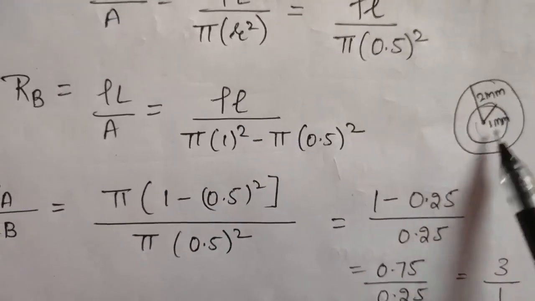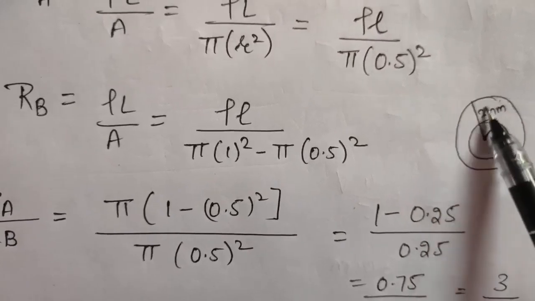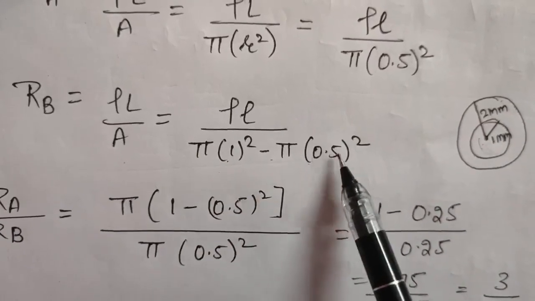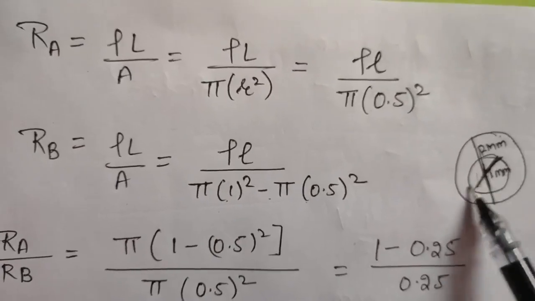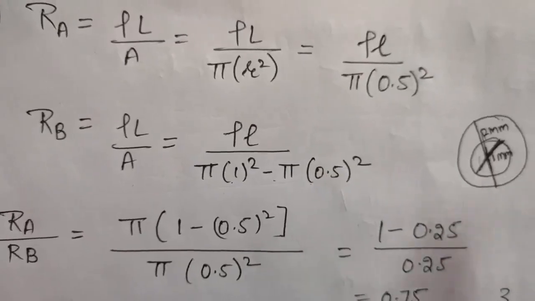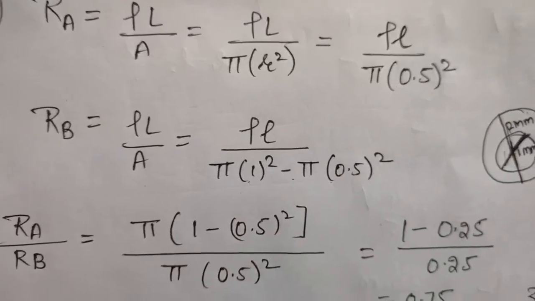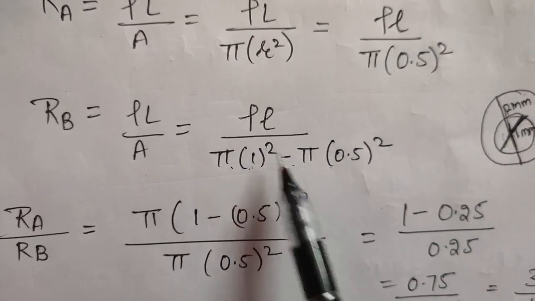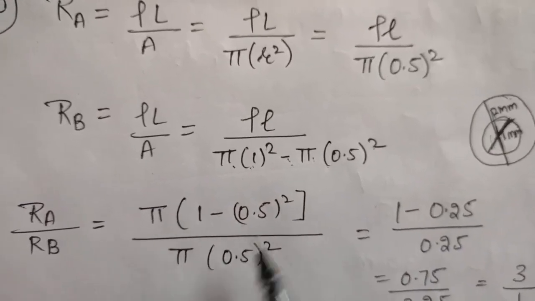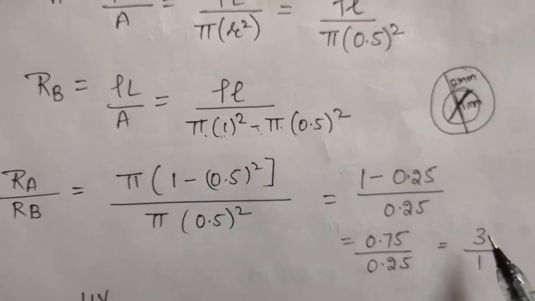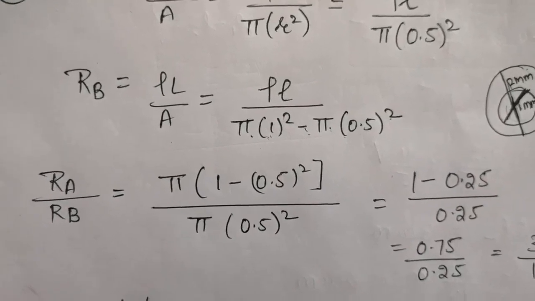See, because from inside it is hollow, that means there is no material. Material is only present in this. So we will be taking this area, that is pi r2 square minus pi r1 square. So inner diameter is 1 millimeter, so radius will be 0.5, and outer diameter is 2 millimeter, that means radius will be 1. So I have put pi 1 square minus pi 0.5 square. Now you have to calculate the ratio. So RA upon RB will be this much. Just solve it, you will get the ratio to be 3:1. So this is the ratio of the resistance of conductor A and B.